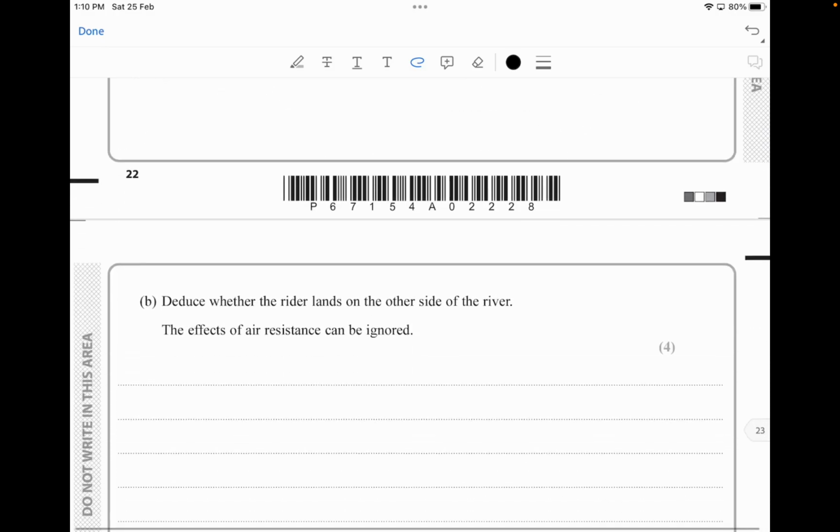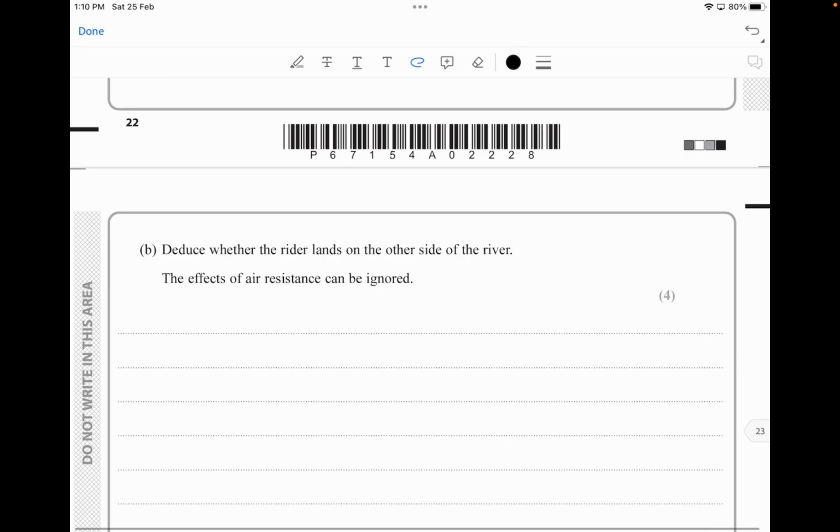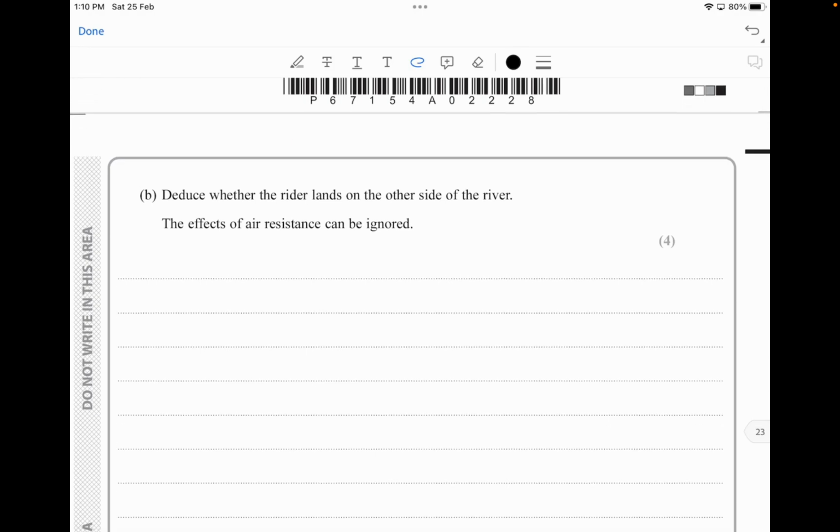Now, deduce whether the rider lands on the other side of the river. The effects of air resistance can be ignored. So what we have to do is use certain formulas. You can use the correct SUVAT equation in this case. The time taken is going to be, using the distance-speed-time formula, the time equals distance over speed.